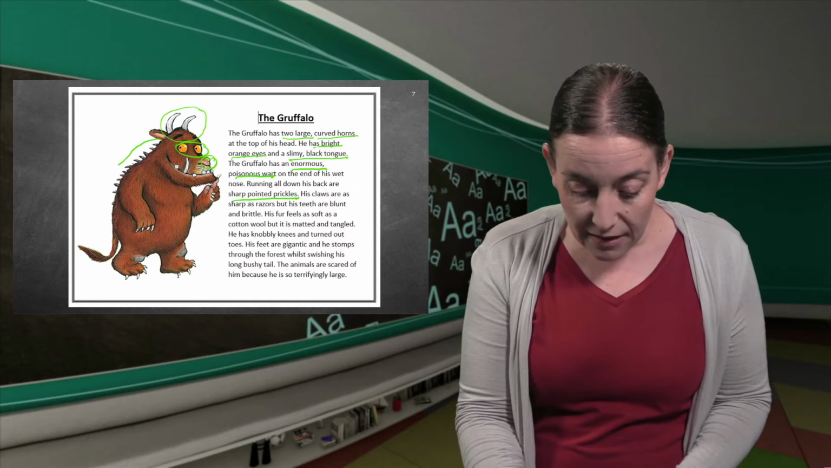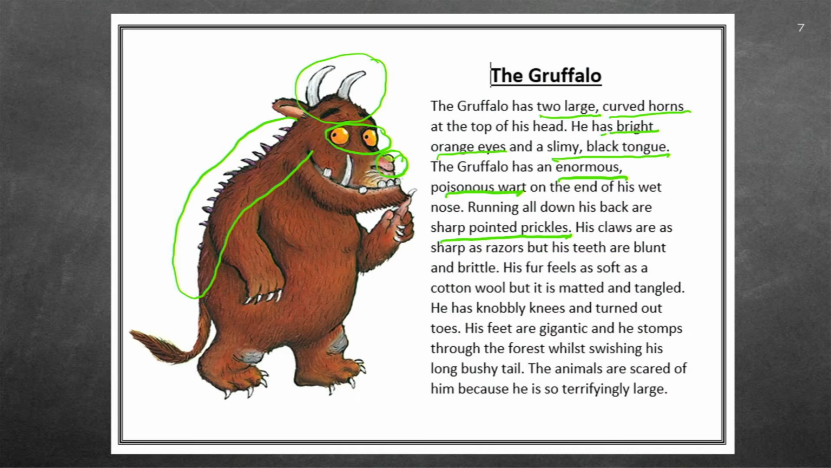And running down his back are sharp, pointed prickles. All the way down his back over here, he's got these pointy prickles, which is quite strange for a furry character. His claws are sharp as razors. Some nice metaphors and similes going on here. Sharp as razors. But his teeth are blunt as brittle. You can see he's got little stompy teeth.